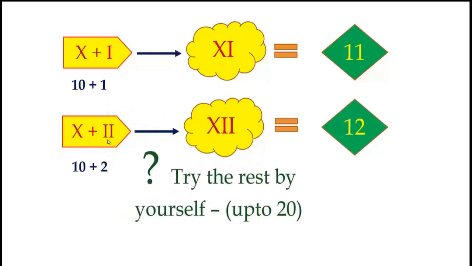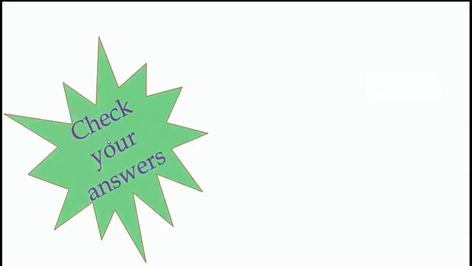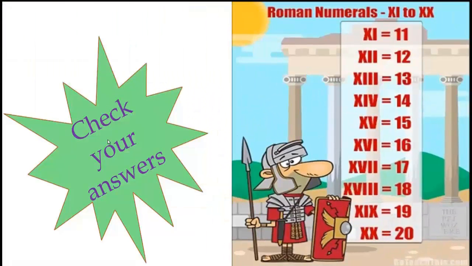How to write the rest of the numbers? Can you try it by yourself? Write up to 20. Pause the video, try it by yourself, complete up to 20, then play the video to check your answers. Have you written, children? Are you ready to check your answers? Here are your answers. Again, pause the video and check your answers. After that, you can play the video.